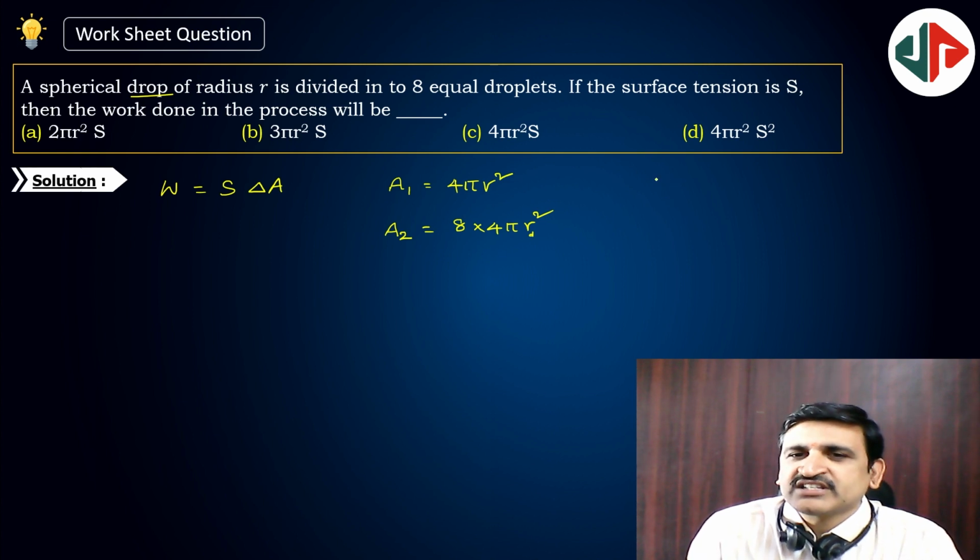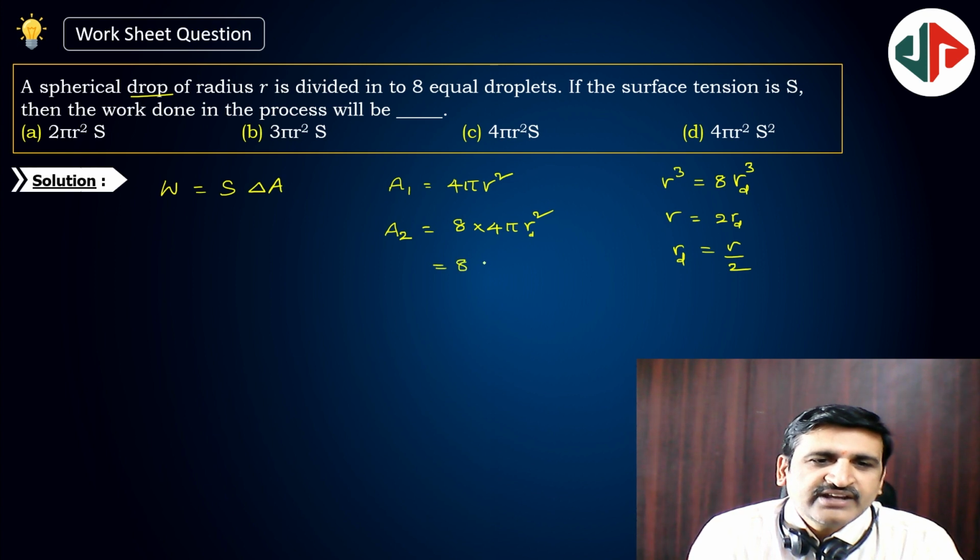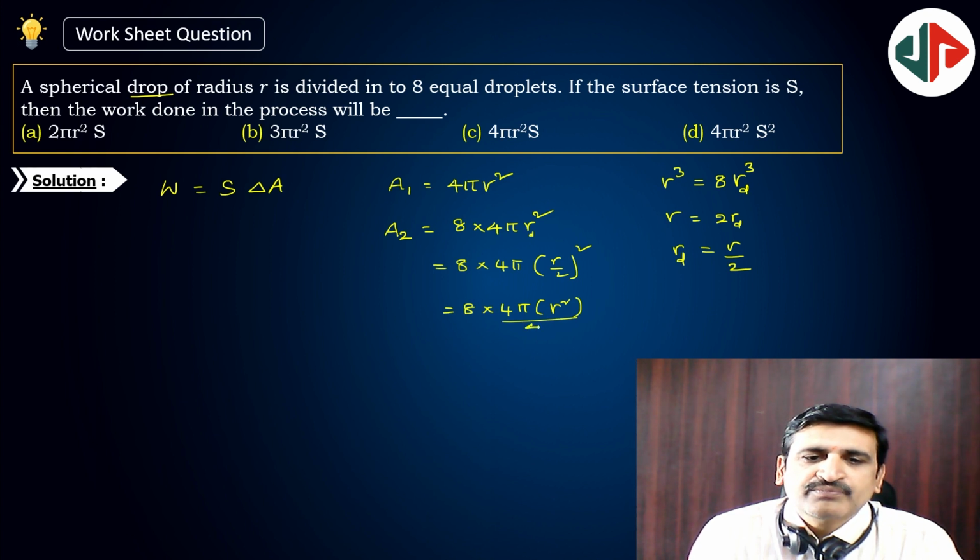How about volume conservation? 4/3 pi r cube is equal to 8 droplets into r d cube. Each droplet volume into 8 droplets gives the total volume. So r is equal to 2 r d. That means r d, the small droplet radius, is the bigger droplet radius by 2. So 8 into 4 pi into r by 2 whole square, which is 8 into 4 pi into r square by 4, so this is just 2 into 4 pi r square.